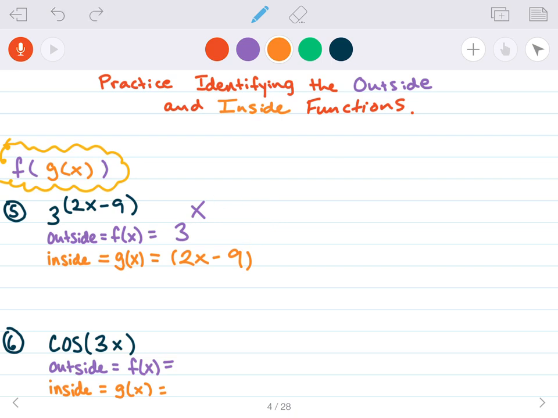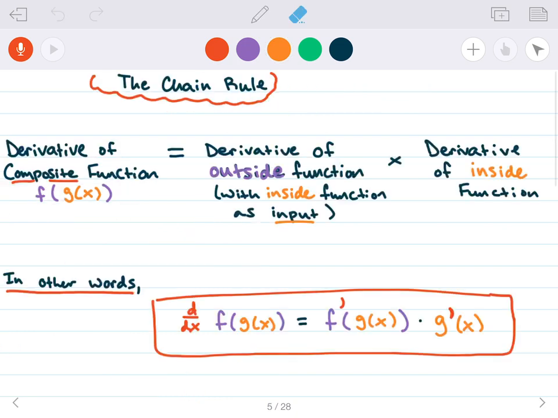Okay, let's do number 6. So my outside function is going to be cosine of something. What is that something that I'm plugging in for my variable x to get the original function? Well, I'm plugging in 3x, so that's my inside function. So my outside function is cosine x, my inner function is 3x.